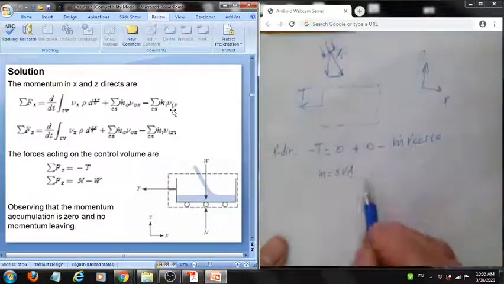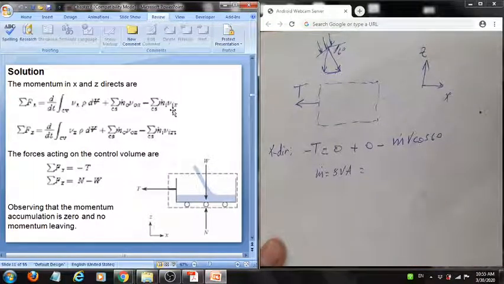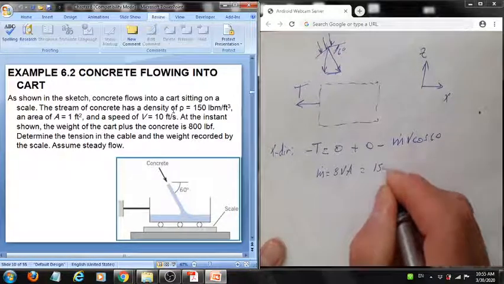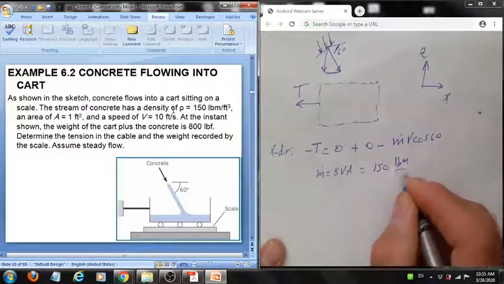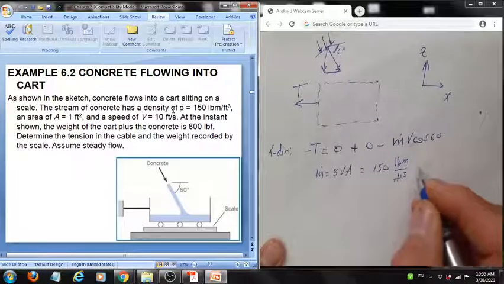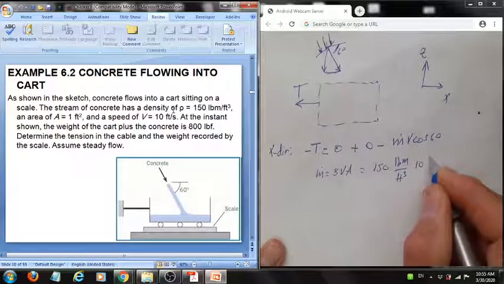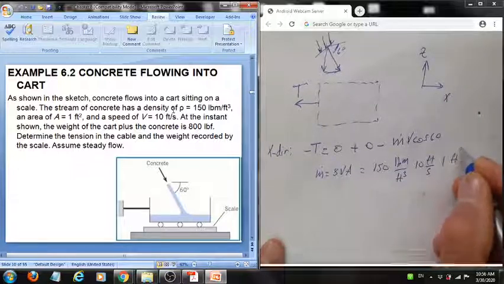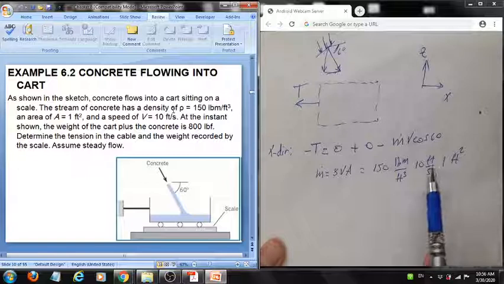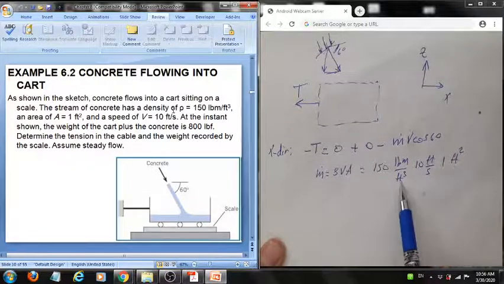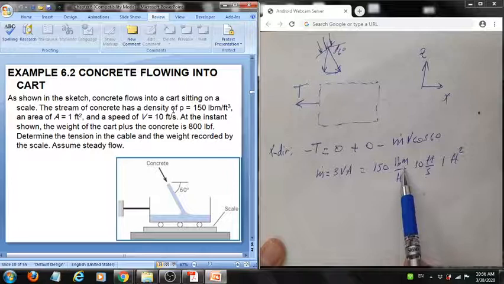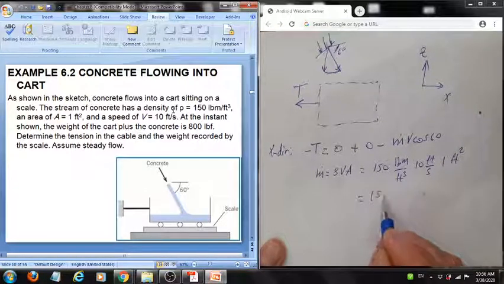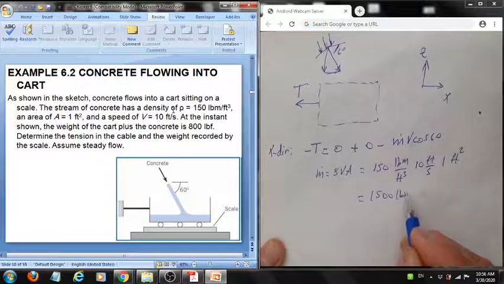The density is given to us as 150 pound mass per cubic foot. The velocity is given to us as 10 feet per second. The area is given to us as 1 foot squared. So again, we observe that foot squared and foot cubed cancel out. We end up with pound mass per second, which is equal to 1,500 pound mass per second.